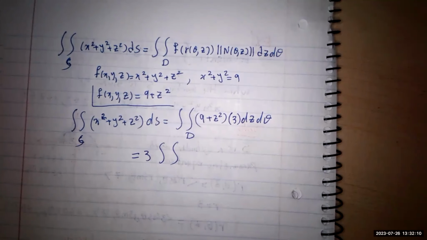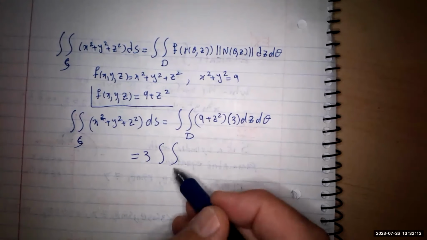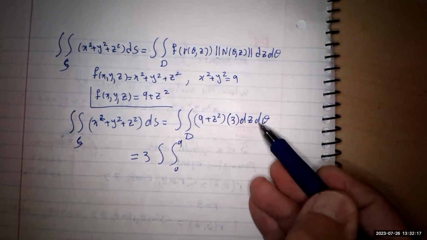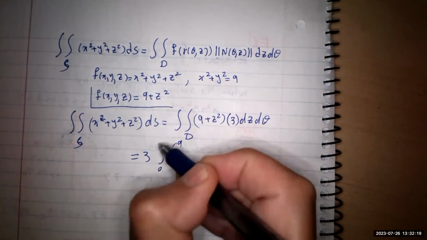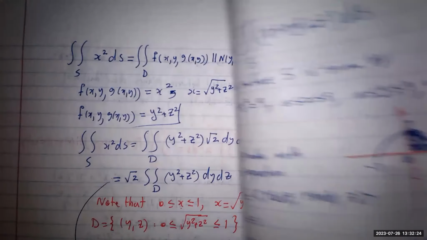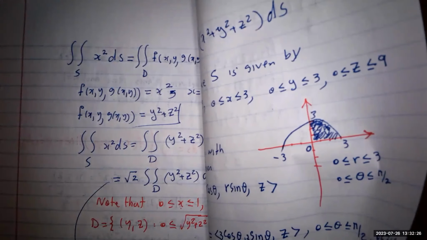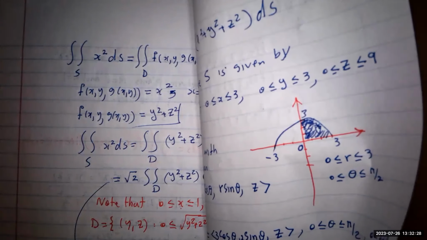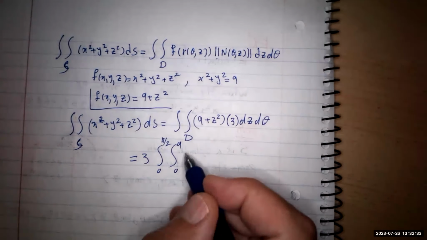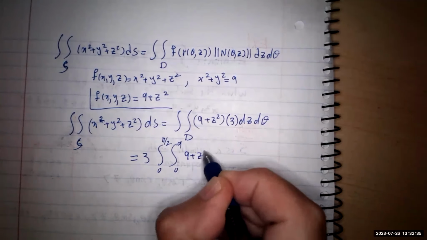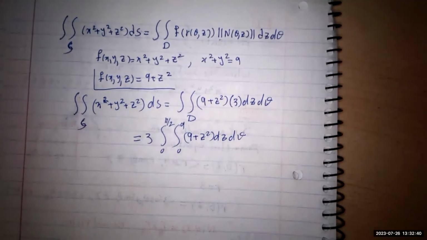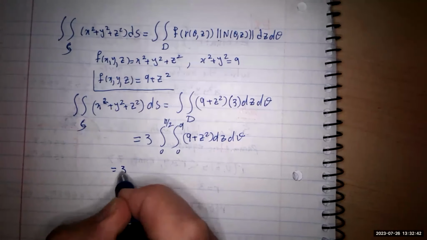Now, the domain that you have, the restriction for z is 0 to 9. The restriction for theta is 0 to pi half. Remember, we talked about it. This is the quarter of a circle that you have, and z was between 0 and 9. So this is it, 9 plus z squared dz d theta.